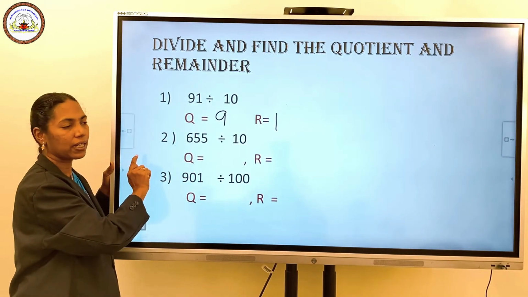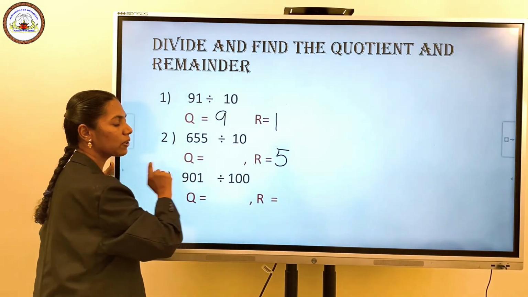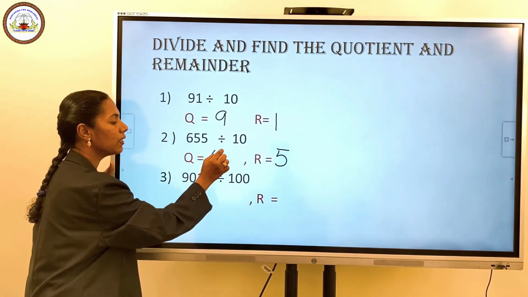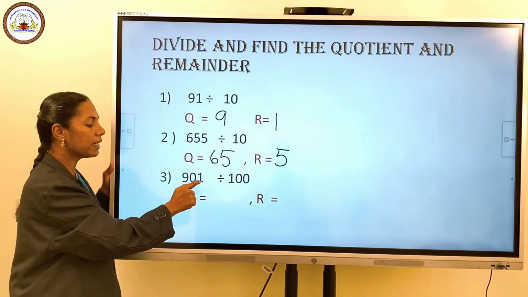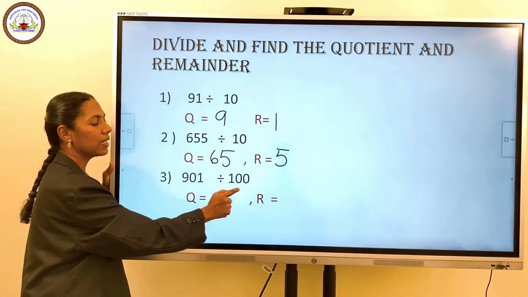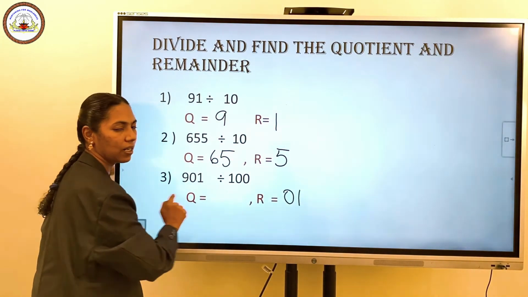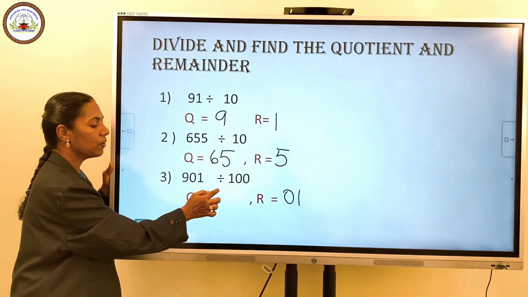655 divided by 10. Here the ones place is 5. So remainder is equal to 5. Remaining digits are the quotient. 65. Quotient is equal to 65. 901 divided by 100. Remove last two digits. That is the remainder. 0, 1. That is equal to 1. Quotient is equal to 9.